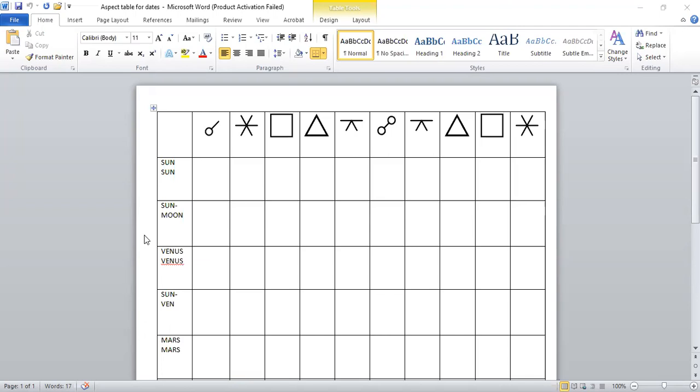January 24th. I couldn't read my own writing here. We know the sun is still in Capricorn until around the 19th or 20th, and then it moves into Aquarius. So the sun would be conjunct, or right on my moon, at the end of January.